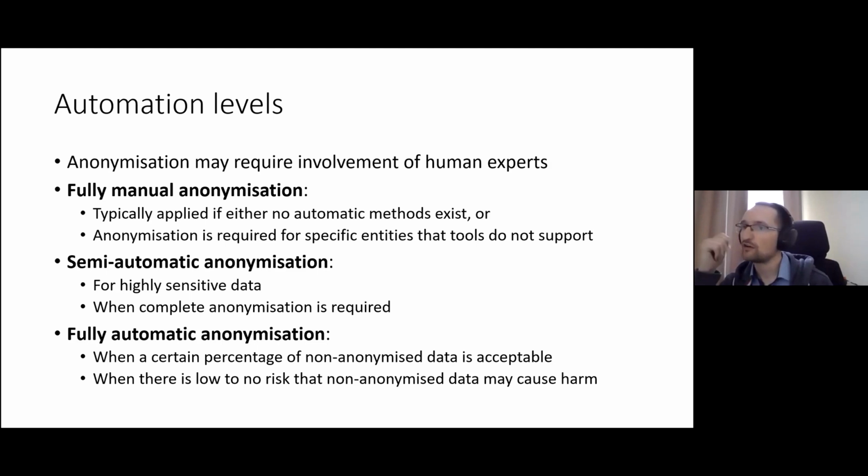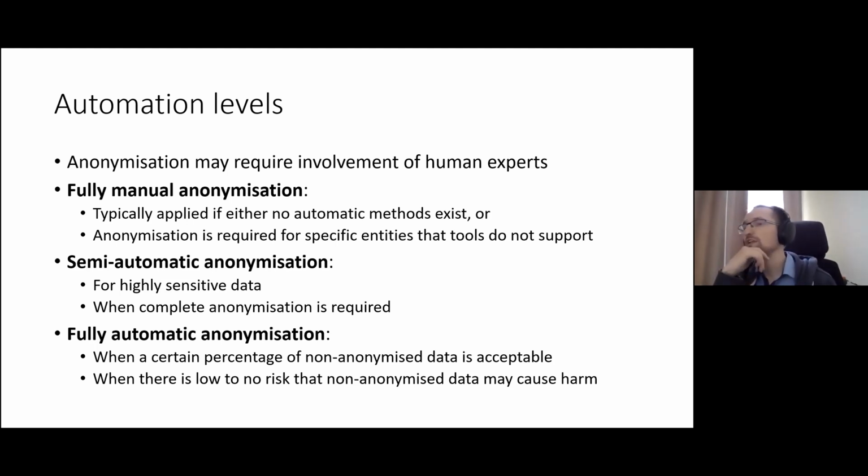Then there's semi-automatic anonymization, which is typically done for highly sensitive data. So you need to have some human supervision over the automatic tools that we apply. The automatic tools allow us to get certain work done, but there needs to be someone who looks over that and spots missing entities which haven't been anonymized, and then anonymizes those as well.